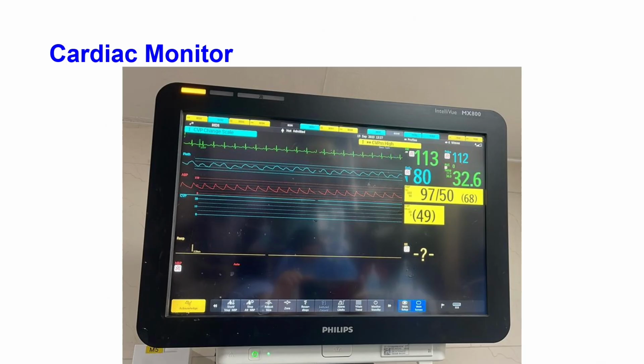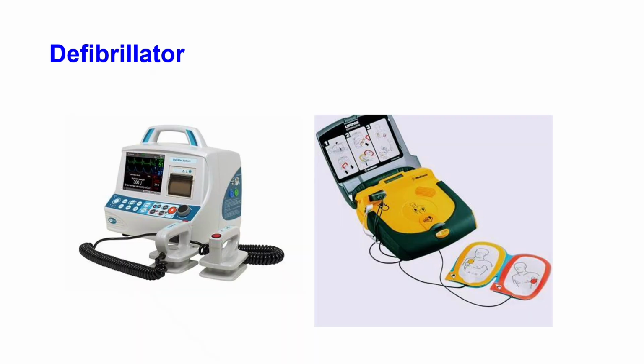Next, a very important topic is the cardiac monitor. You will be able to see what a cardiac monitor is. You can see certain parameters in the cardiac monitor: heart rate, saturation, arterial BP and CVP, and simultaneously the temperature.